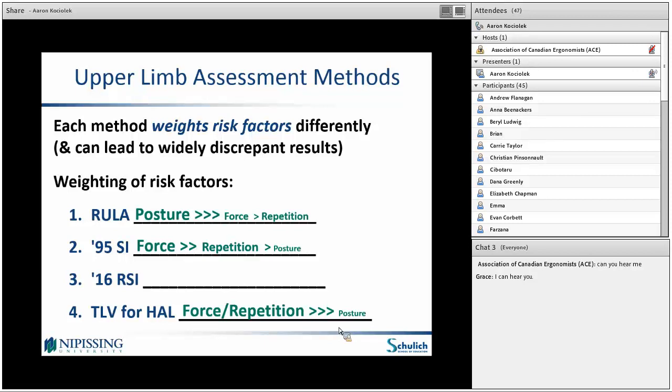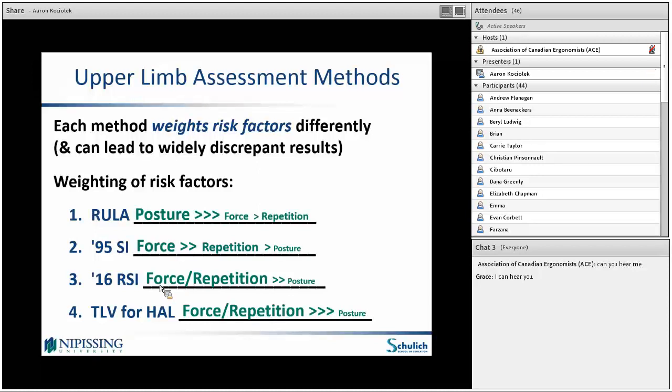I'll also point out that the revised strain index in 2016 starts to match the threshold limit value for HAL much better in terms of which risk factors are the most important. They put a much heavier emphasis on the repetitive aspect, and so now these are closer, more on level footing. My thesis, which was performed prior to this revised strain index, looked at these three different methods and said, geez, it's amazing how different the risk scores are that they give you.